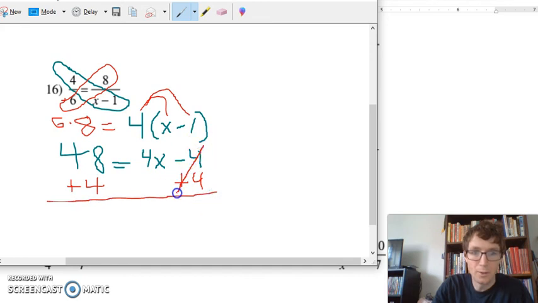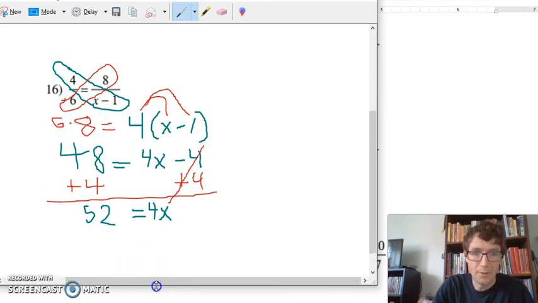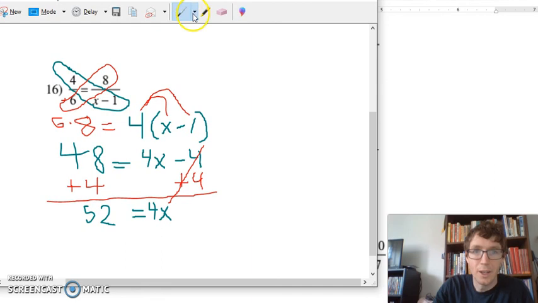So negative 4 plus 4 cancels. We can carry this down. You get 4x here, and that's equal to 48 plus 4. That gives you 52. Okay, so we're still trying to get x by itself. We have 4x equals 52. 4x, same thing as 4 times x. And to get x by itself, what's the opposite of multiplication? We'll have to divide by 4.